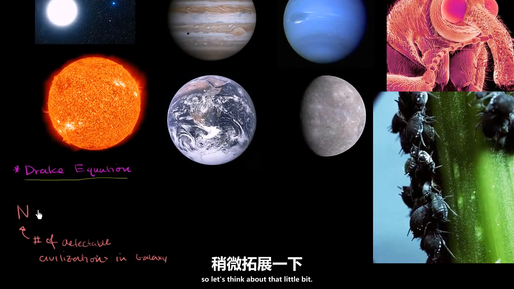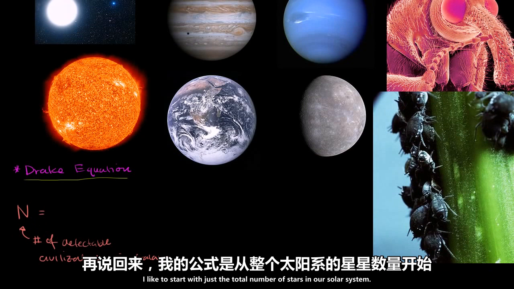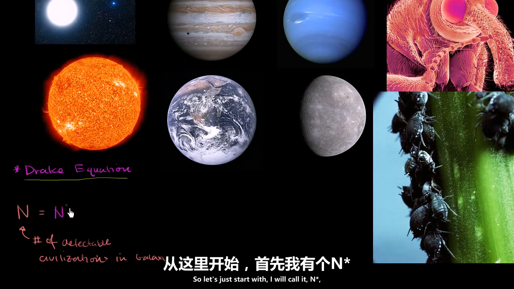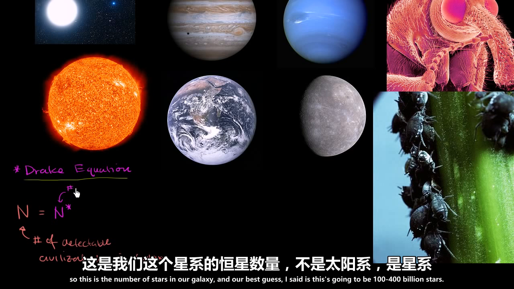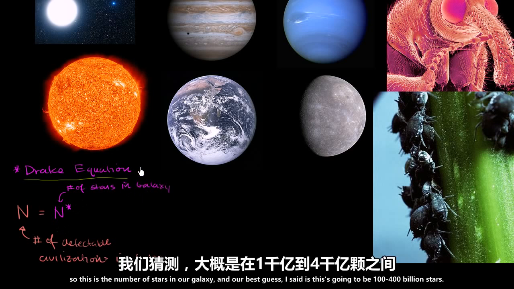So let's think about that a little bit. I like to start with just the total number of stars in our, not in our solar system, number of stars in our galaxy. So let's just start with, I'll call it N star, N with an asterisk. And this is the number of stars in the galaxy. And our best guess, I said, is this is going to be 100 billion to 400 billion stars.